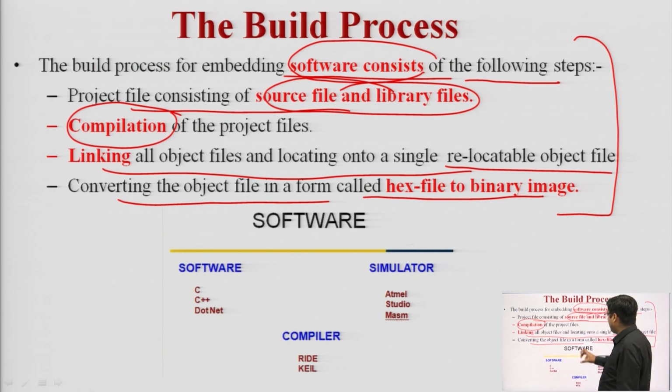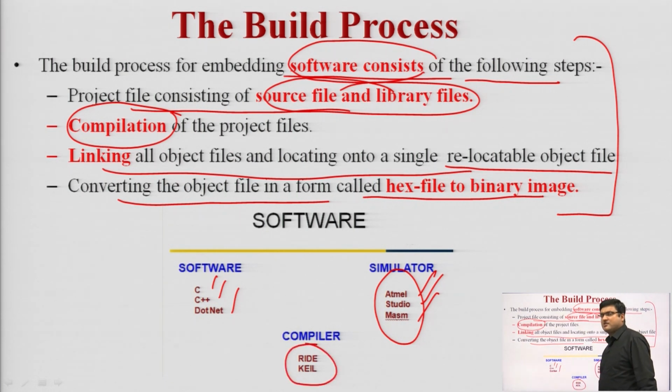So what are the different software we can use? We may use high level languages like C, C++, .NET, Java, or Pascal. We can also use assembly language as an embedded language. Simulators we can use, Atmel Studio, MASM. We are not limited to this. There may be many simulators. Compilers we can use, Keil, IAR compilers, etc.